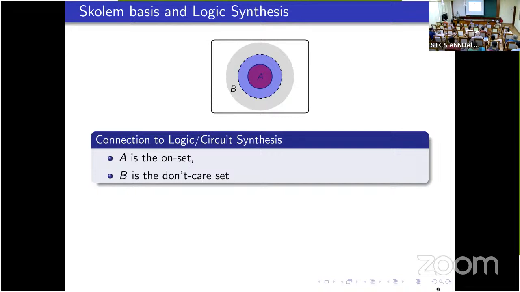And the outside white region is the offset. The white region is the offset, the red region is the onset, and the annular region is the don't care set.